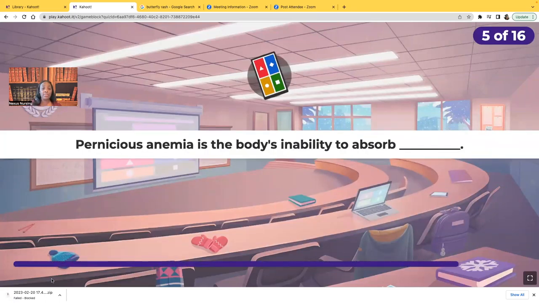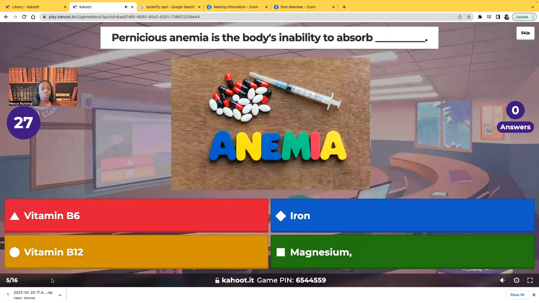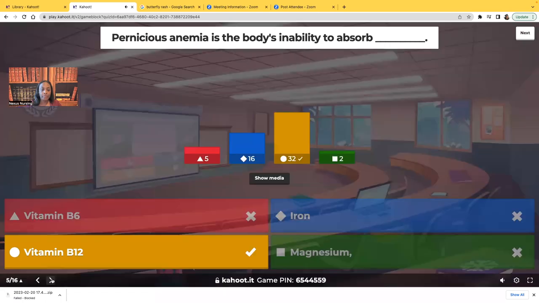Pernicious anemia is the body's inability to absorb what? Is it vitamin B6? Is it iron? Is it vitamin B12 or magnesium? Pernicious anemia. Okay, guys, correct answer, vitamin B12.